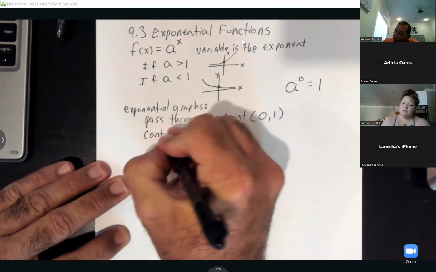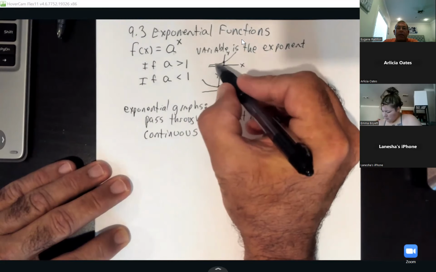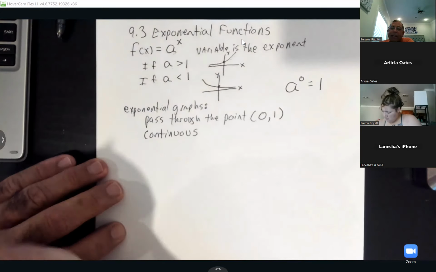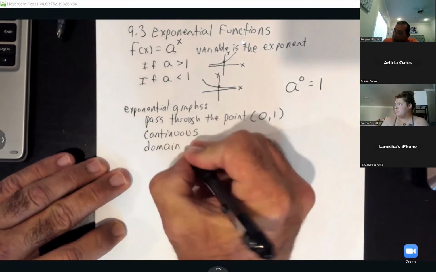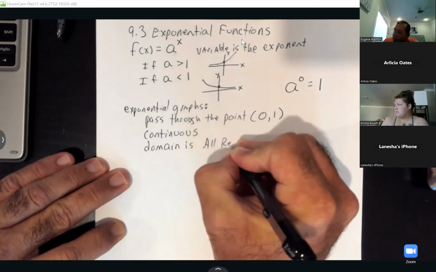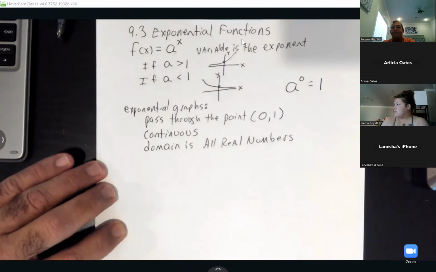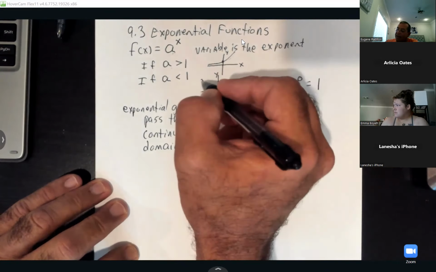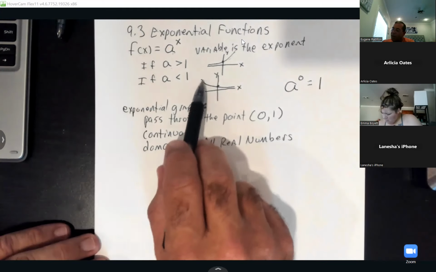They're continuous. That means they continuously flow without any breaks in the graph. And then the domain is all real numbers. So that means they keep cruising to the right and they keep coming in from the left, okay? As my x's go from negative infinity to infinity, and it will be a continuous graph.